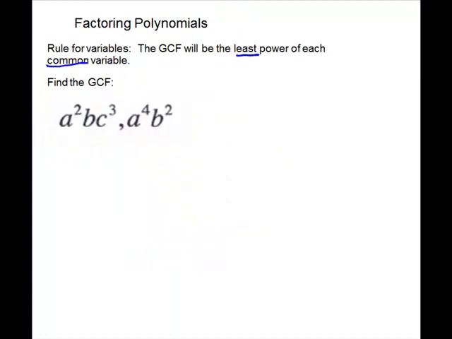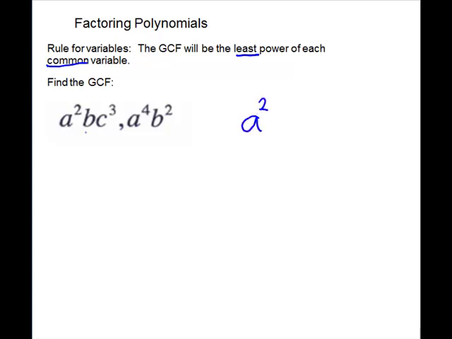Our rule for variables is the GCF will be the least power of each common variable. So it still has to be common. It has to be in all the pieces, and you will take the one with the smallest exponent. So let's find the GCF for these two terms. First of all, for A's, we do have A in both, so it's common. You have to go with the lowest exponent. So we're going to go with A squared.